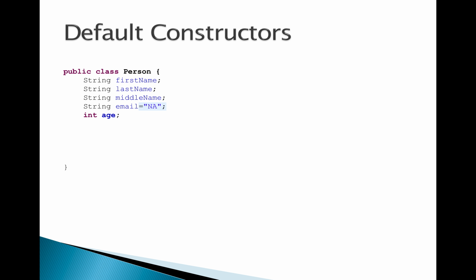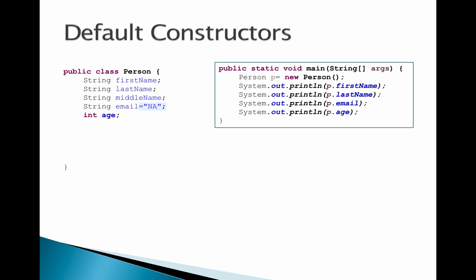Let's talk about the default constructors. Let's say I have a Person class and let's imagine I don't have any constructors here. I just have a Person class which has five properties: first name, last name, middle name, email, and age. So I don't have any constructors. Now I do Person p = new Person(). There is no constructor in my class, but still I'm creating an object by using new Person(), which is not taking any arguments. And I print p.firstName, p.lastName, p.email, and age.